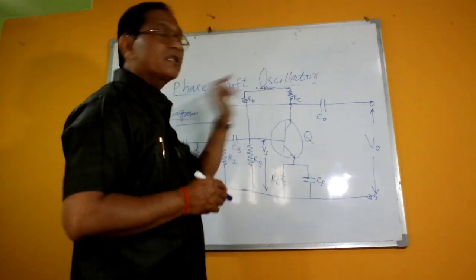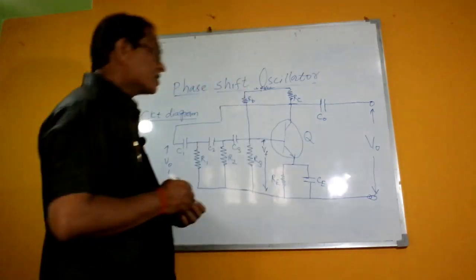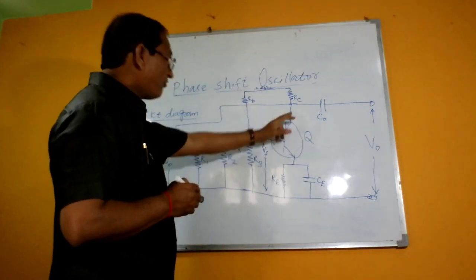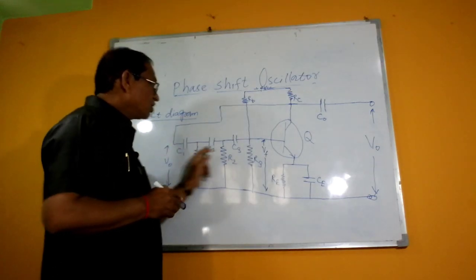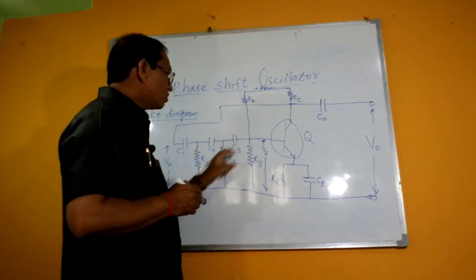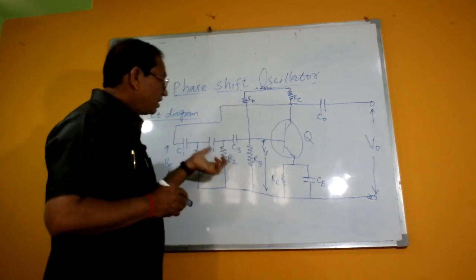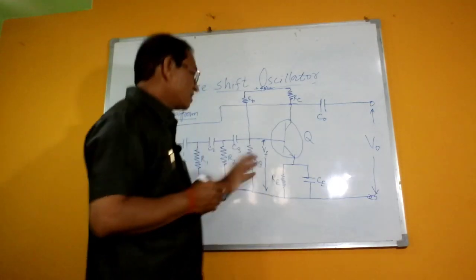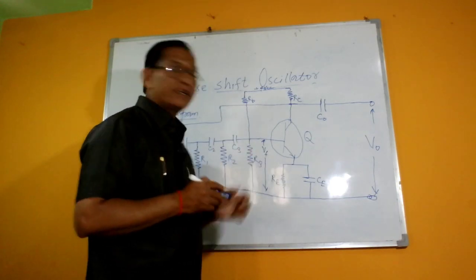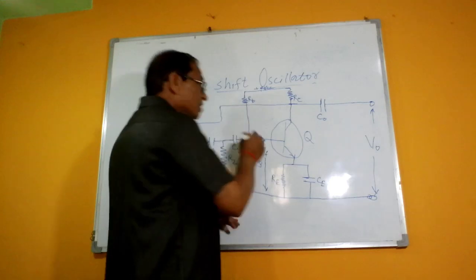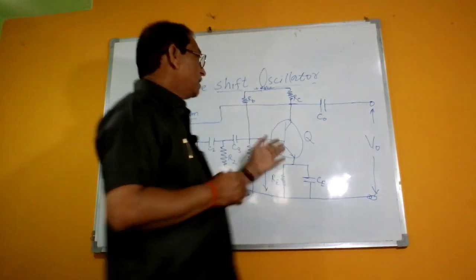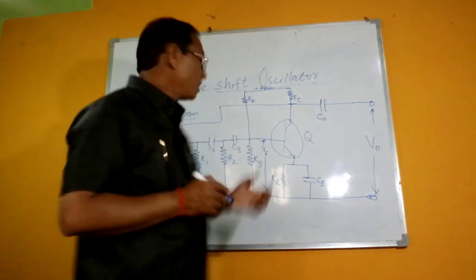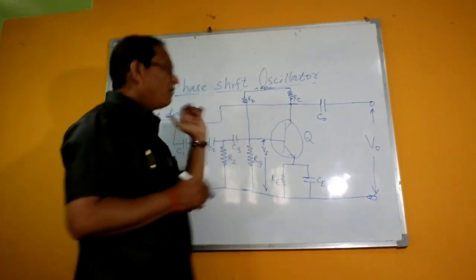As the circuit is turned on, the oscillations are set up. These oscillations are fed through the feedback network, to this C1, R1, C2, R2. Here we will get a phase shift of 60 degrees, then another 60 degrees, and here another phase shift of 60 degrees, so that a total phase shift of 180 degrees is obtained in the waveform. This is fed to the transistor, which appears in amplified form across the collector and shifted by 180 degrees.